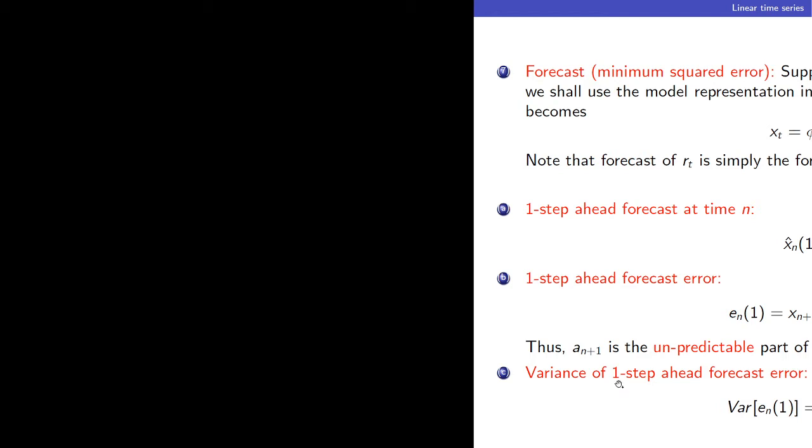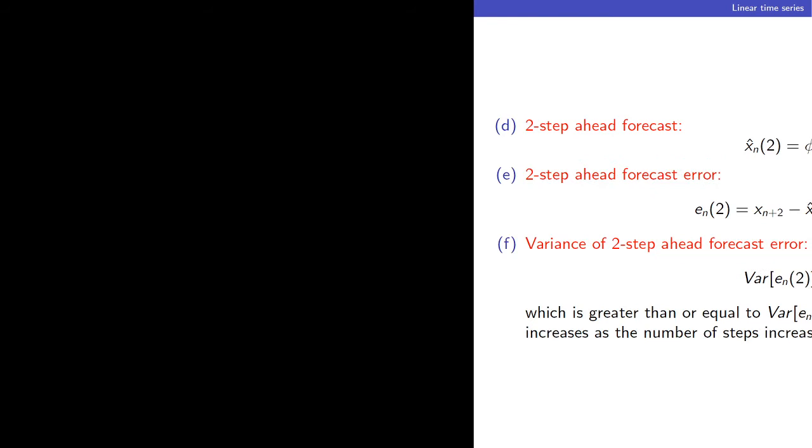This makes a sub n plus 1 the unpredictable part of x of n plus 1. I mean, it's the error. It's something we cannot consider with our model. It's exactly the shock at time n plus 1. That's where I want to go. The shock part, this cryptic mysterious a sub n plus 1, a sub t, it's exactly the shock or the error, the unpredictable part of our model. This error has its own variance, and that's sigma sub a squared.